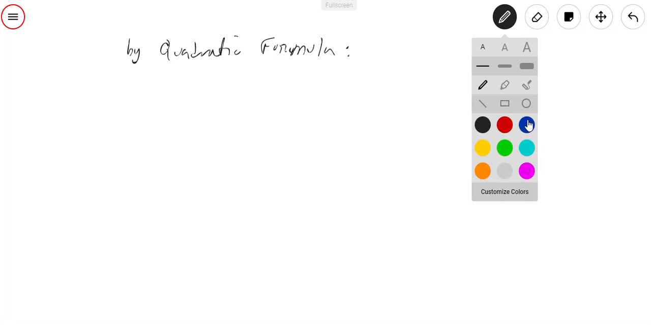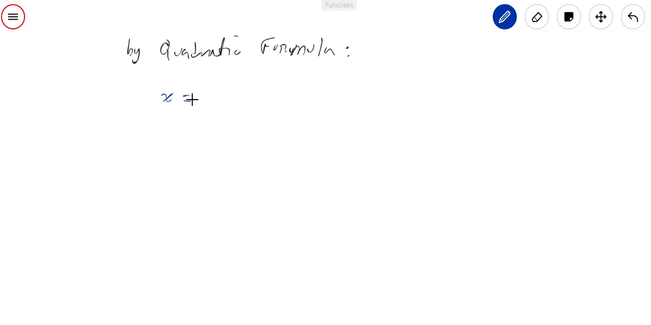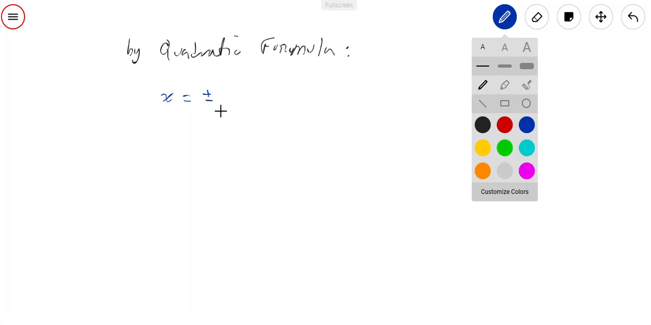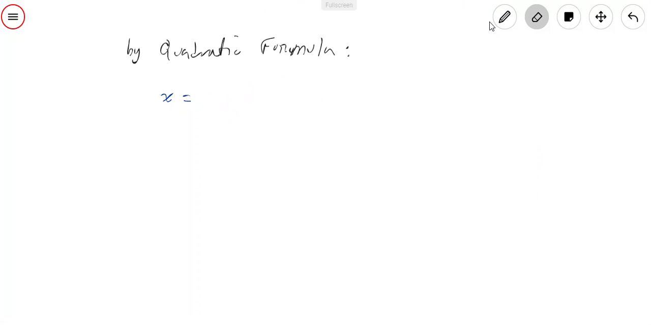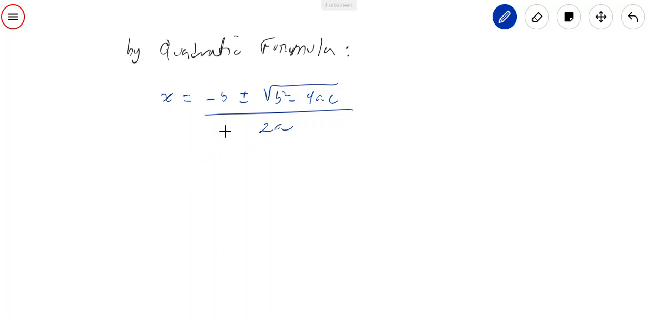The quadratic formula has this expression: x equals negative b plus minus the square root of b squared minus 4ac, over 2a. This is the expression of the quadratic formula. As I said, this quadratic formula is obtained by completing the square. So basically, it's to apply a formula, right?